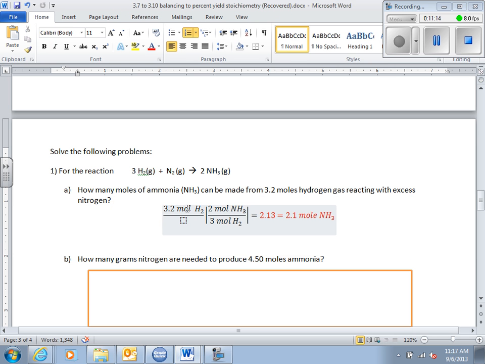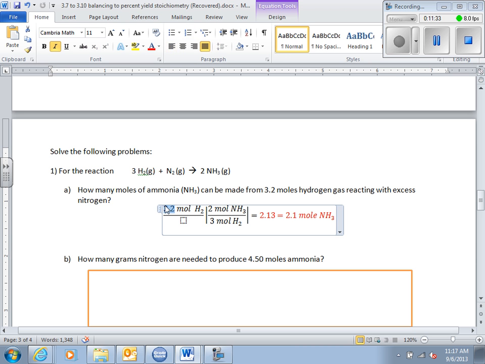So we have moles of hydrogen. We're starting with our 3.2 moles of hydrogen. Moles to moles. Use the reaction coefficients. And remember, you always have to cross cancel, so moles hydrogen have to start on the bottom. And we're going to moles of ammonia. We get 2.13, but we only keep 2 sig figs, so the final answer would be 2.1 moles of ammonia.